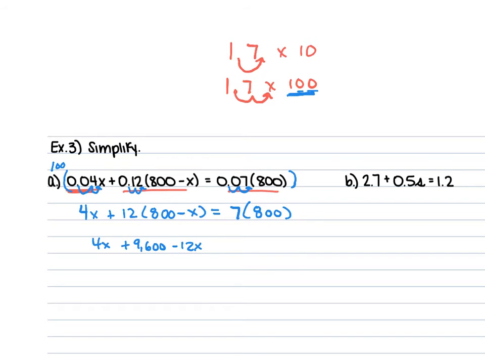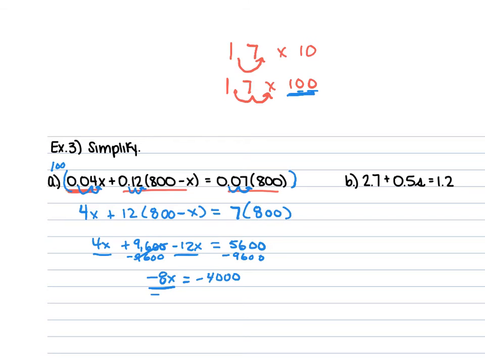7 times 800, well, I know 7 times 8 is 56, and then it's got 2 more zeros on there. Whew, a lot going on there. 4x minus 12x is negative 8x. And if I subtract 9,600 from both sides, I end up with negative 8x is equal to negative 4,000.